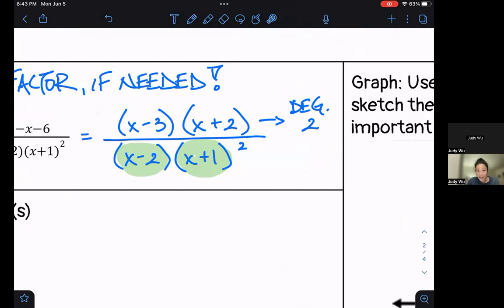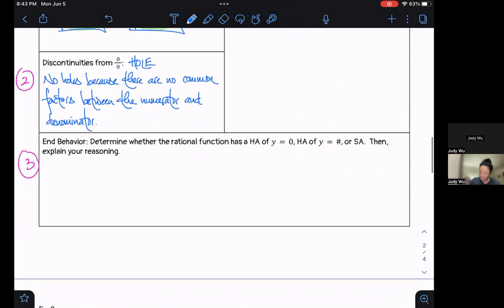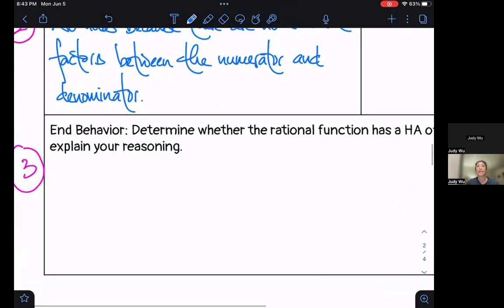What's the degree of the bottom? Well, I have 1 and 2. So this is degree 3. All right, degree 2 and degree 3. Degree 2 is smaller than degree 3. What does that mean then? If we have a degree that is smaller on the top, that's when we have the horizontal asymptote of y equals 0. Okay, so let's take the time to write that out.